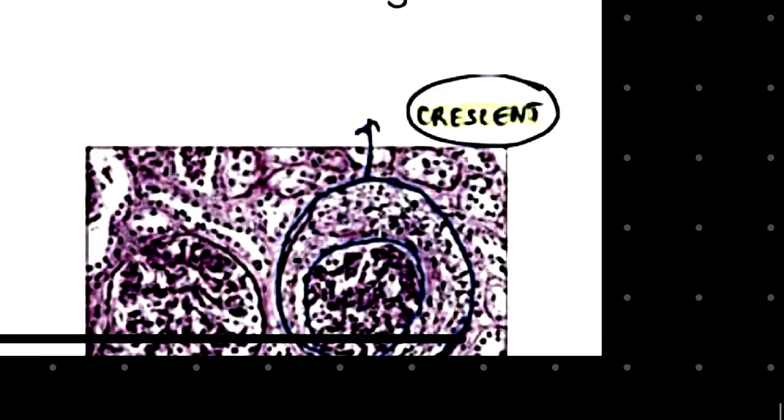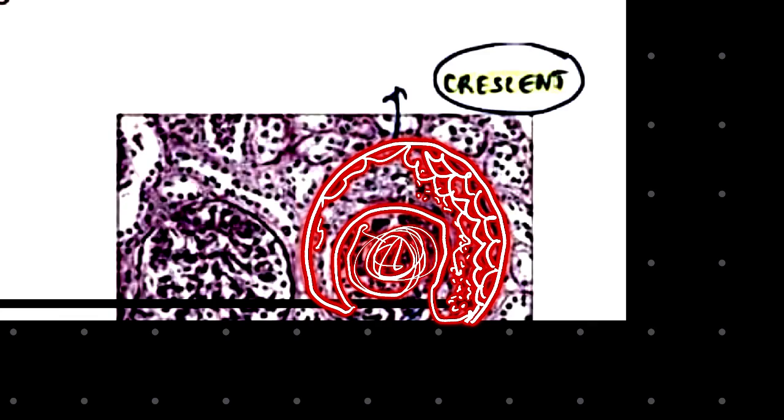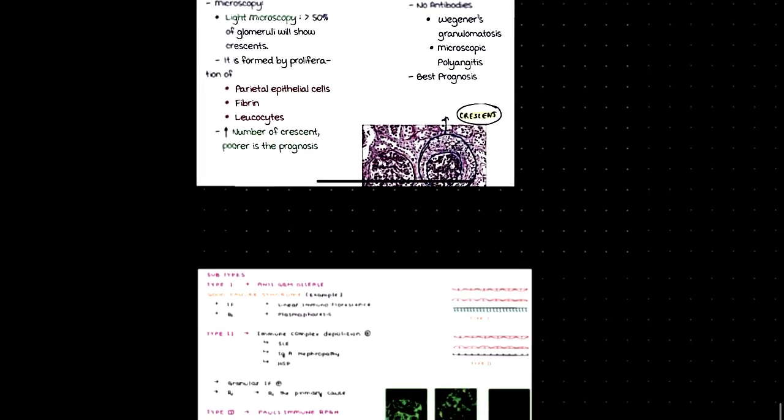Yes, right, there will be poorer prognosis. You can see in this diagram, what is this? This is our crescent formation. As you can see, this is a half moon like appearance, crescent formation. Why is this happening? This is happening because of proliferation of our parietal cells, deposition of our fibrin, and various leukocytes, WBCs. Here you can see compressed glomeruli. So this is our crescent formation.